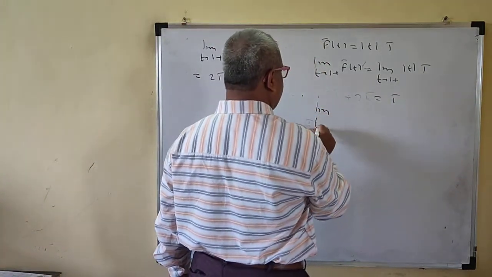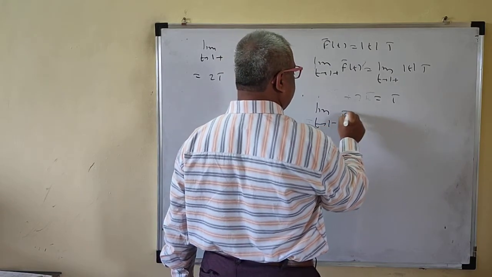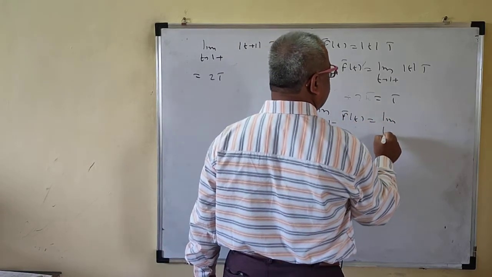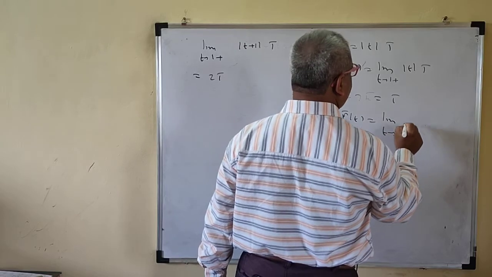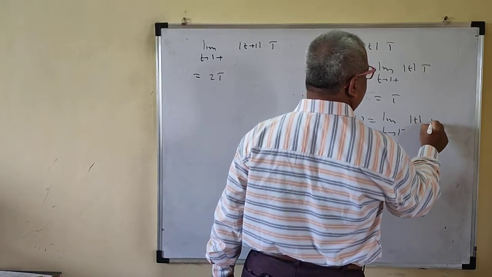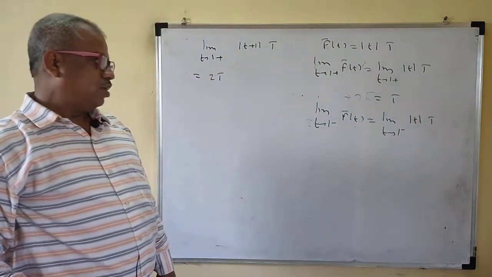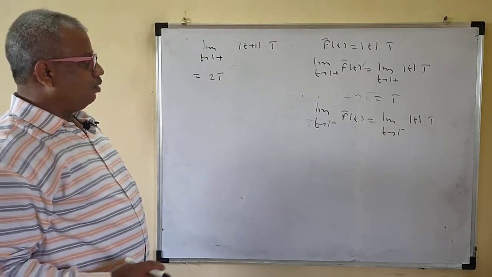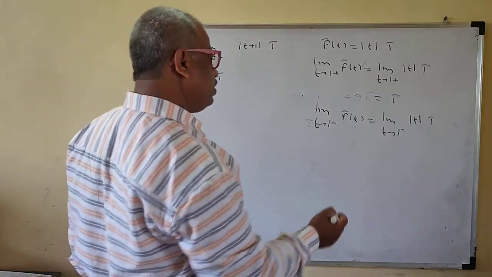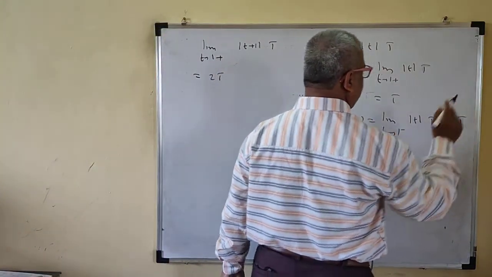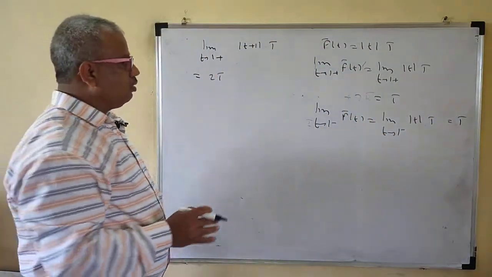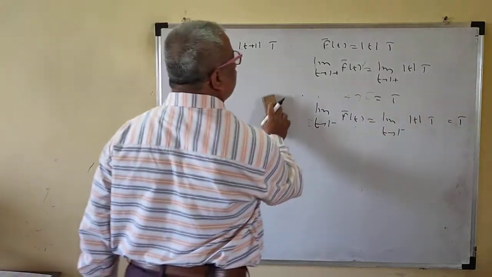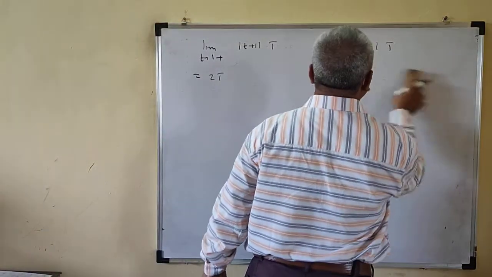Now if the limit t tends to 1 minus of f bar of t, this is the limit t tends to 1 minus of mod of t I bar. This is also I bar, because 1 minus means what it is. Okay, so only for the 0 now here.